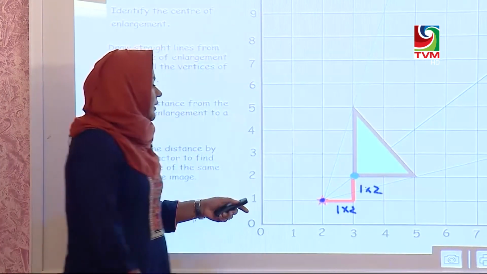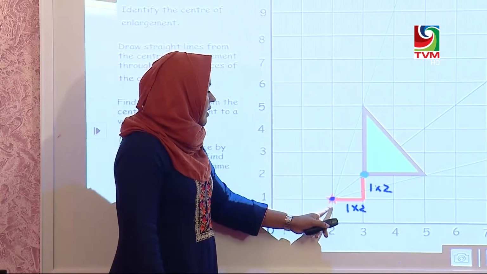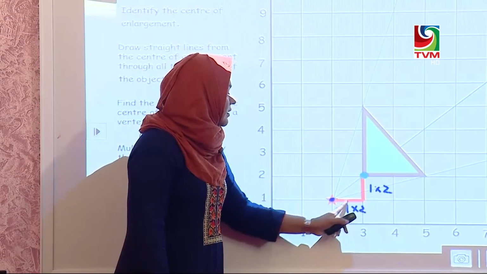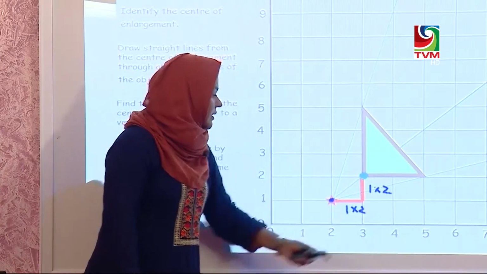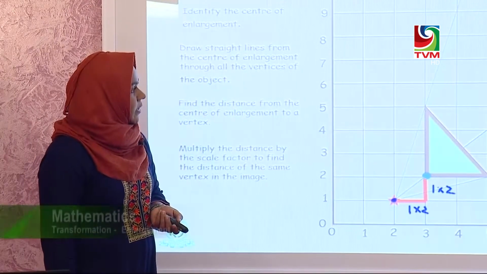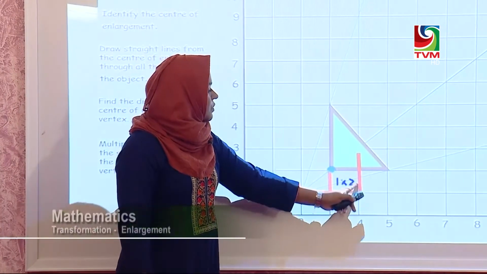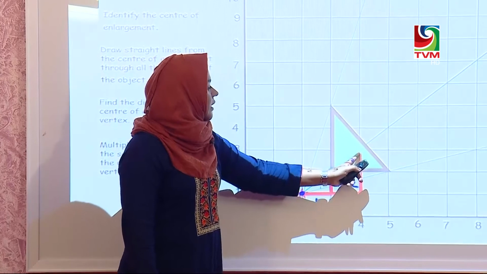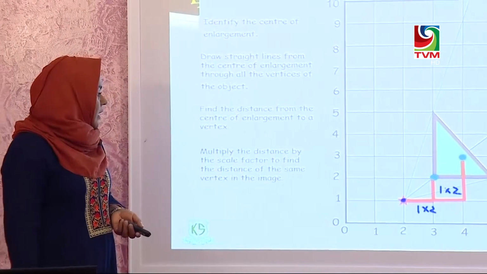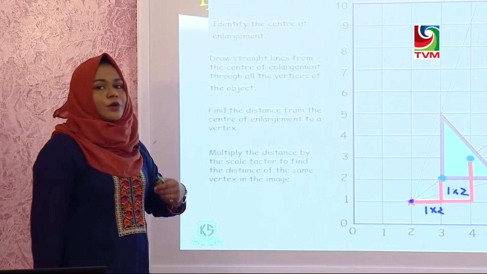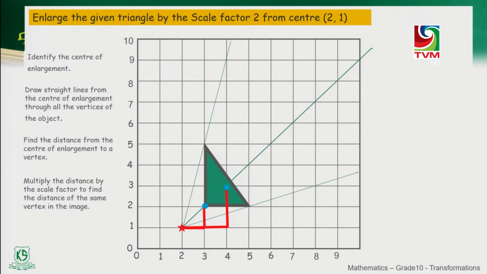Now this means the corresponding point on the image, on the enlargement, will have 2 squares across and 2 squares vertically as well, because we get the same value there. So the same point on the enlargement, 2 squares across, 2 squares up. So this is where the corresponding point on the enlargement is going to be. Now we are going to follow the same process to get the remaining corners of the shape.